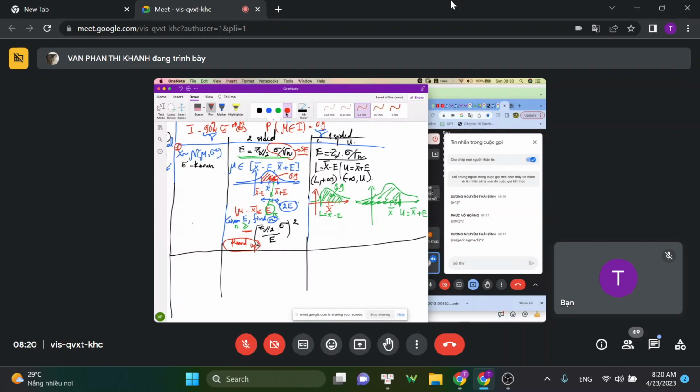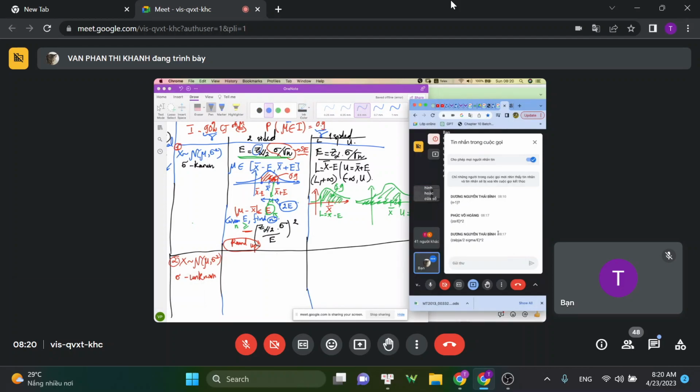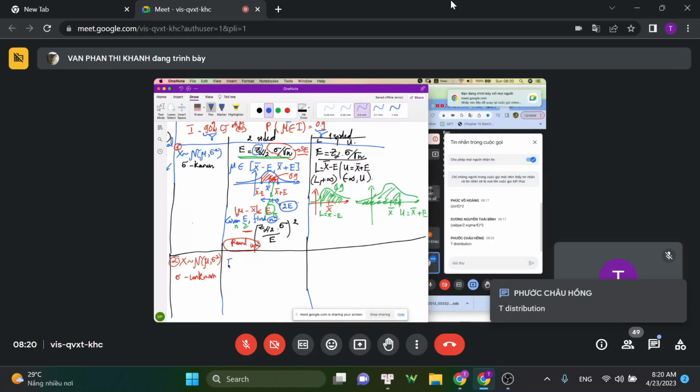So question number 2 is x here. It is normal mu sigma square, but sigma here is unknown. So what do we have to use here, class? In the first case, we use the standard normal distribution. And for the second case, which distribution do we use here to estimate, class? T, right? So E here, in the position of Z, you write T alpha over 2.